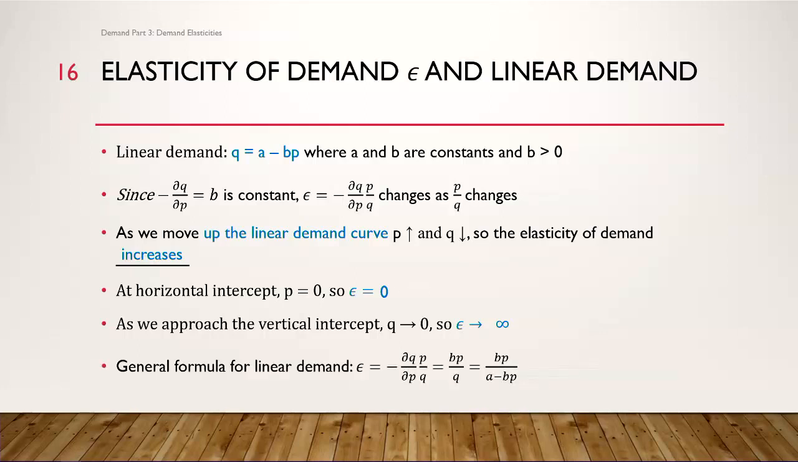By the way, there is a general formula for a linear demand curve in terms of prices. As I pointed out, the negative of the slope is just B, and quantity is equal to A minus BP. So in terms of the price, we can write the elasticity of a linear demand curve as B times P over A minus B times P. So you can plug in a price and calculate the elasticity of demand from that formula if you like. That's not a big issue, but I thought I'd show you too.